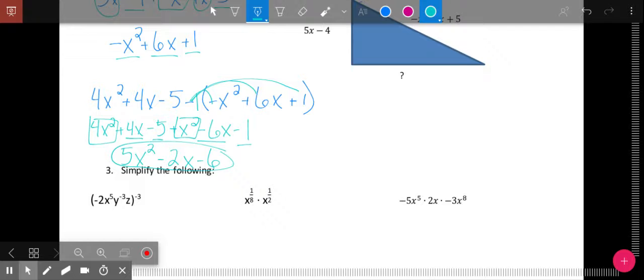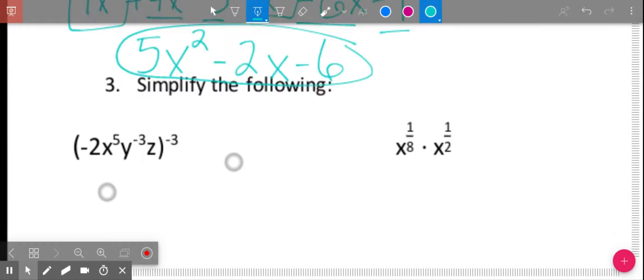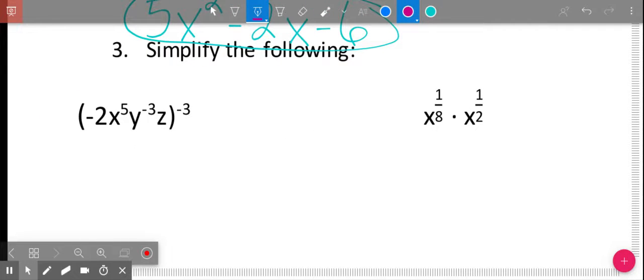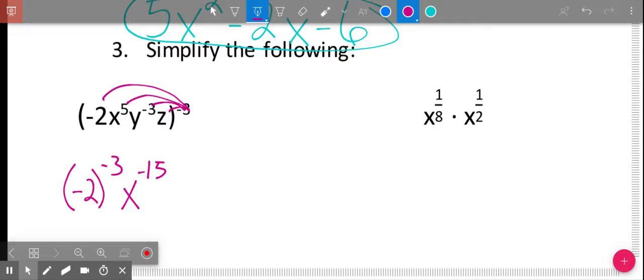Number 3 is a little bit of review, just to make sure we're all doing great on these laws of exponents. First one, we have negative 2x to the 5th, y to the negative 3, z, all to the negative 3. This is our power to a power rule, so we're going to apply that power to everything on the inside of the parentheses. That'll give me negative 2 to the negative 3. x, 5 times negative 3 gives me negative 15. Negative 3 times negative 3 gives me y to the positive 9. And then 1 times the negative 3 gives me z to the negative 3.